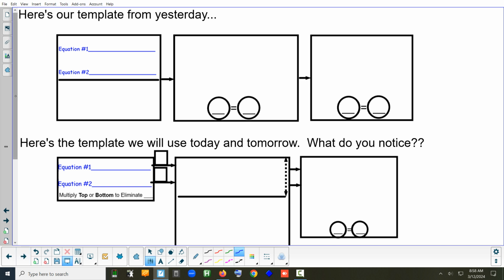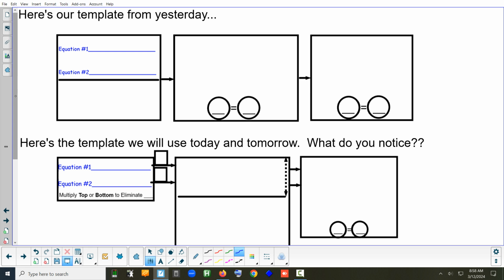All right, so just looking at the template. This is the template we used yesterday in the top. This is the template we're going to use today, okay, in the bottom. Does anybody notice what's different about them? There's like an extra box. Yeah, there's these extra 2 little boxes here.